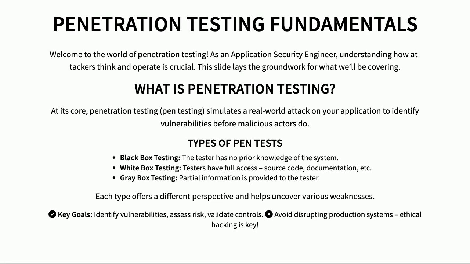Okay, let's talk about penetration testing. Think of it as a controlled way to see how an attacker would break into your application. It's all about simulating a real attack to find weaknesses before bad guys do. We'll look at different types like black box, where you give the tester no information at all, and white box, where they have everything. And then there's grey box, which is somewhere in between. The main goals are simply finding vulnerabilities, figuring out how risky they are, and making sure any security measures we have actually work. Most importantly, ethical hacking and minimizing disruption to your live system are a priority.